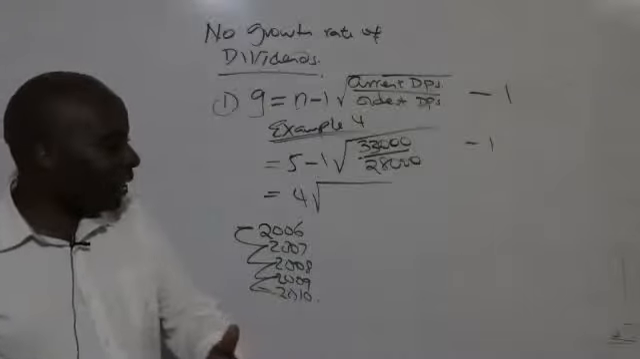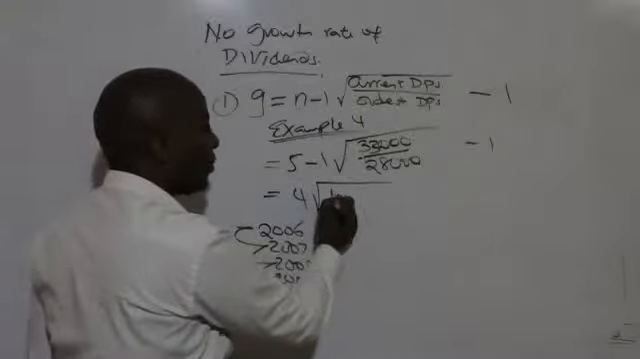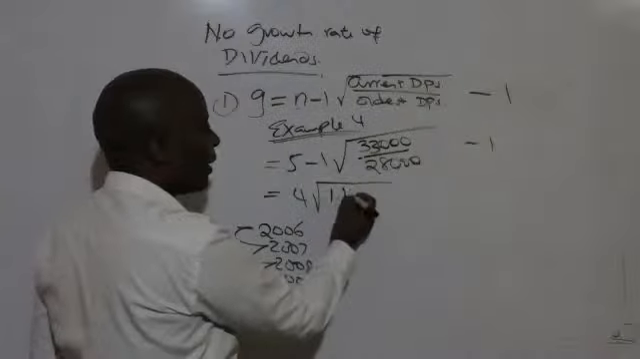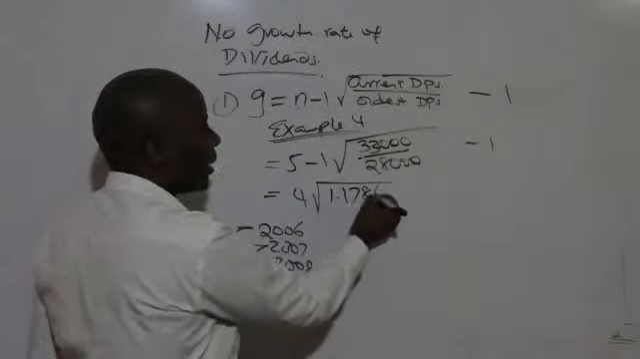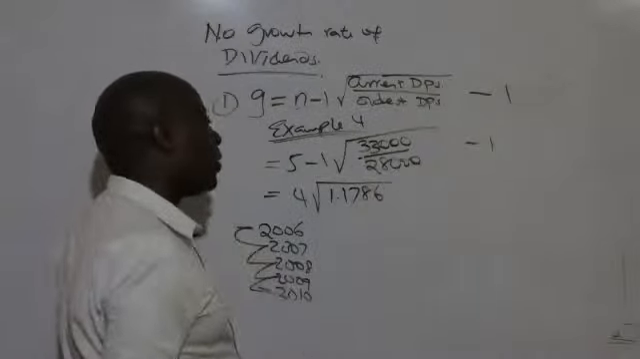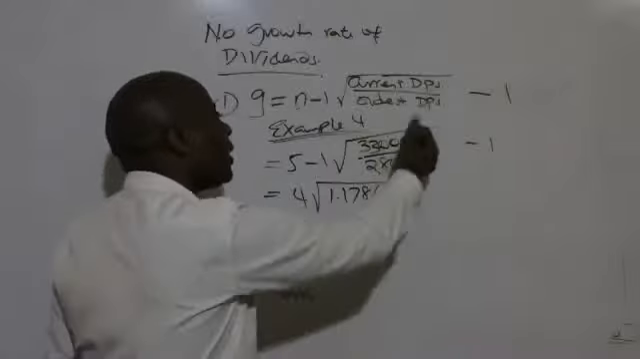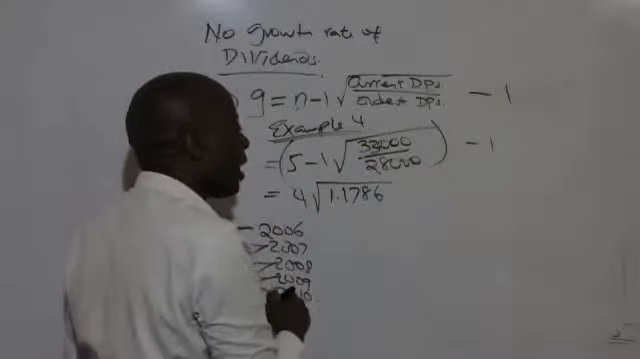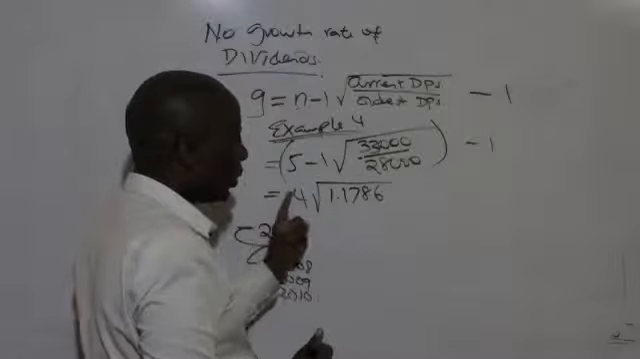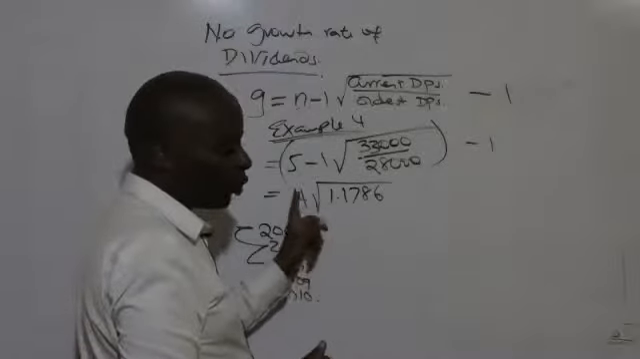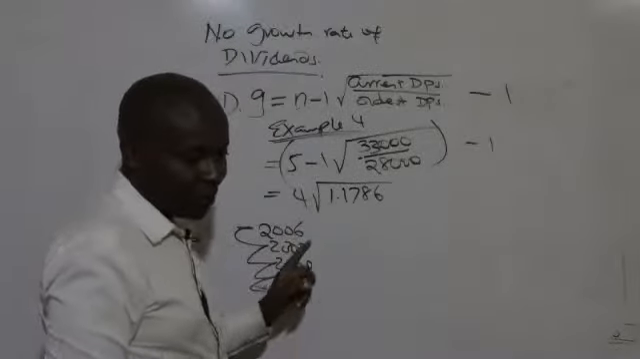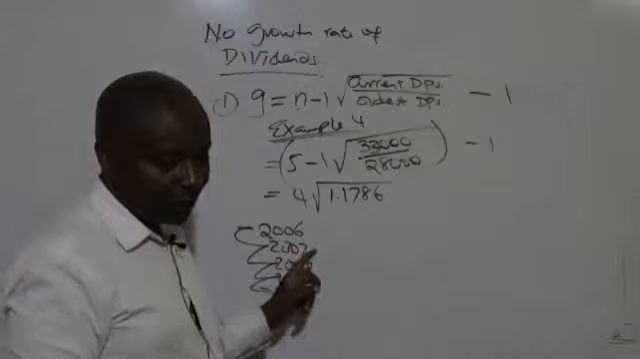So what figure are they able to give me here? Somebody divide this: 1.1786, ladies and gentlemen. And then now listen to me very well. First of all, take the fourth root of this figure, the fourth root of this figure.